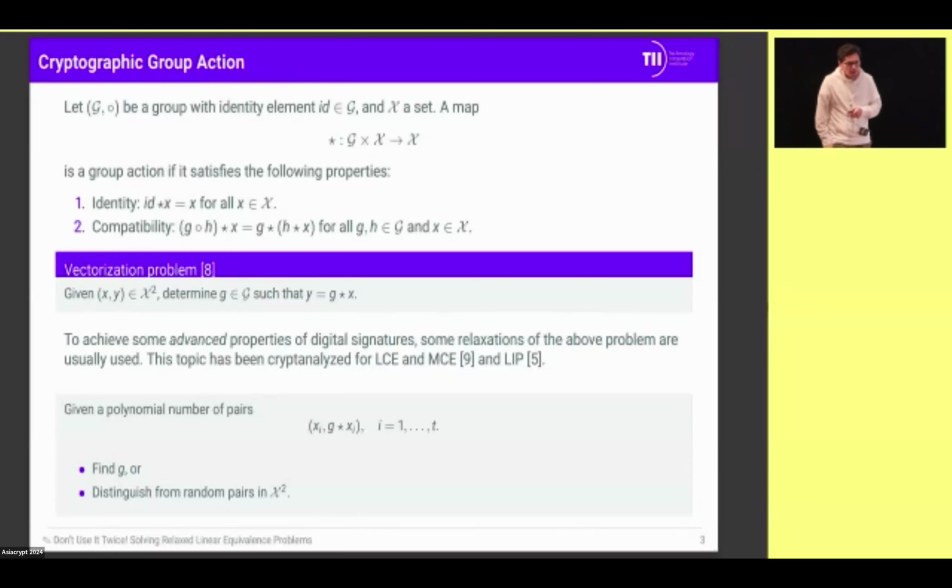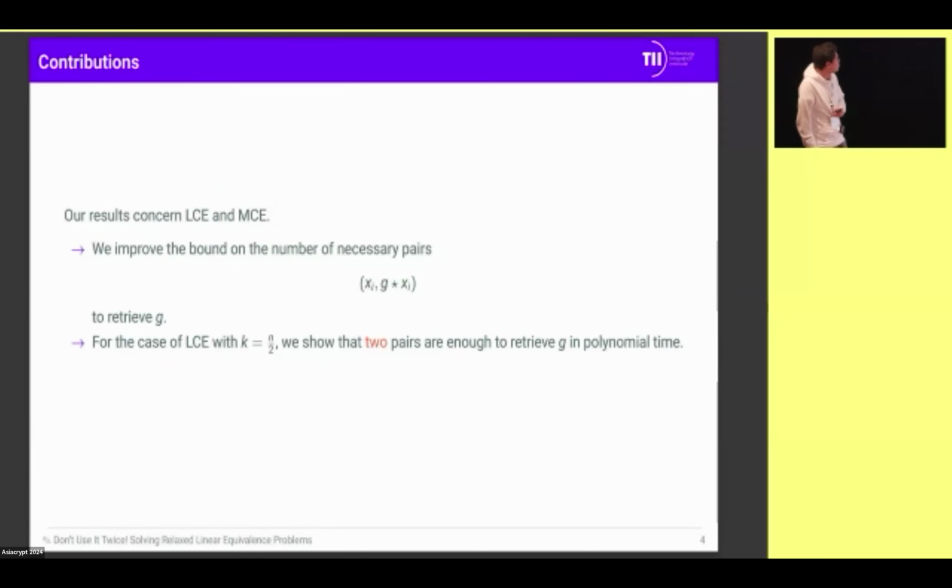This topic has been analyzed previously in the context of linear code equivalence, but not as deeply as us, and also in LIP, the lattice isomorphism problem. In all of them, they prove that with a polynomial number of instances you can recover the secret key, but we go beyond. The main result of the work is that we improve the state of the art.